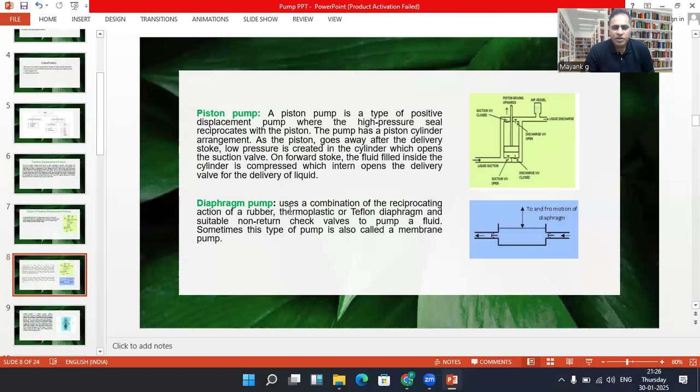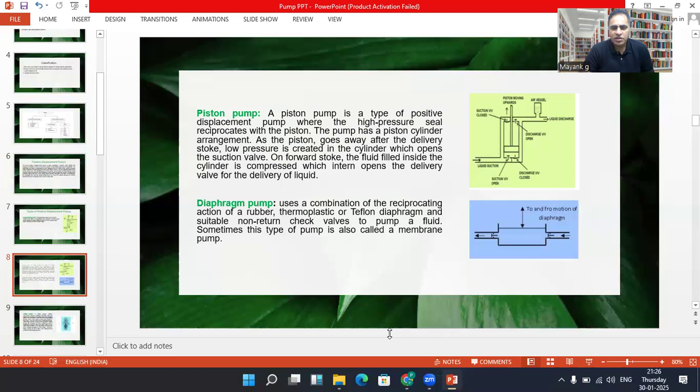Similarly, diaphragm pumps use the reciprocating action of a rubber, thermoplastic or Teflon diaphragm, together with non-return check valves, to pump a fluid. Sometimes these pumps are also called membrane pumps. In industries, you must have seen the AOD pumps, air operated diaphragm pumps. The air operated diaphragm pumps work on this same principle. In those pumps, we have Teflon diaphragms, and non-return check valves are used.